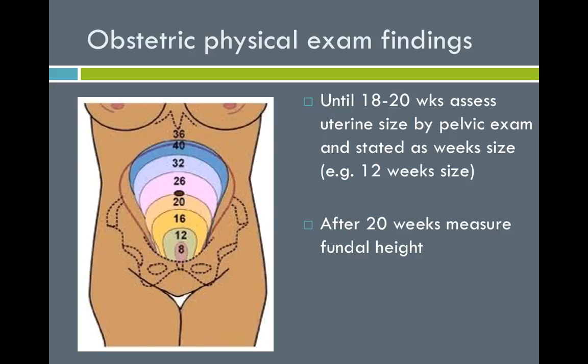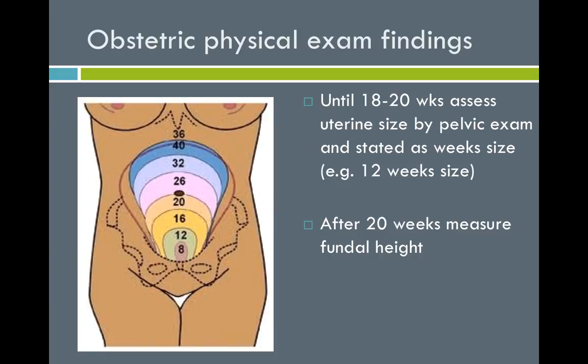Obstetric physical findings. Until 18 to 20 weeks, we're going to assess uterine size by pelvic exam, and we're going to state this as week size, so a 12-week uterus, a 16-week uterus, and you'll just get used to those. There's no way to teach you what a 16-week uterus feels like. But every chance you get to palpate a uterus, do it. So you're doing a bimanual exam, pressing up on the fundus, pressing down on the belly, and feeling for the top of the fundus to determine where the fundus lies.